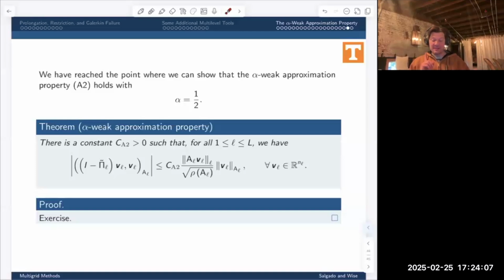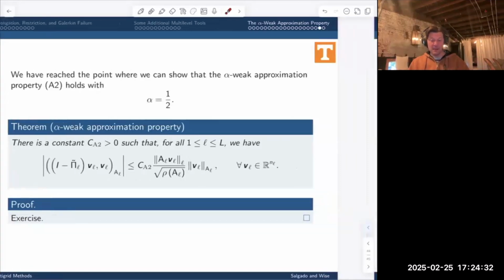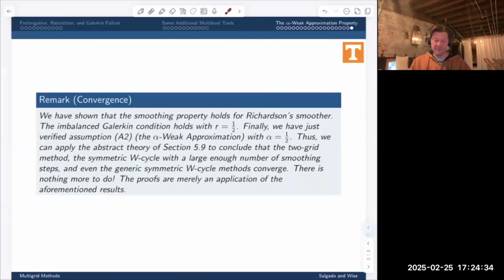But we can show at least that the two-grid and W-cycle, two variations of the W cycle, actually the same variation, the same W cycle converges, but under one proof that was a kind of weak proof, and then another one that was a little bit stronger. So we have everything we need to show that we have convergence, at least for the W cycle, and that's it. We're done. Now all we do is claim that we use all the material from section 5.9, and we can conclude those convergences that we need.